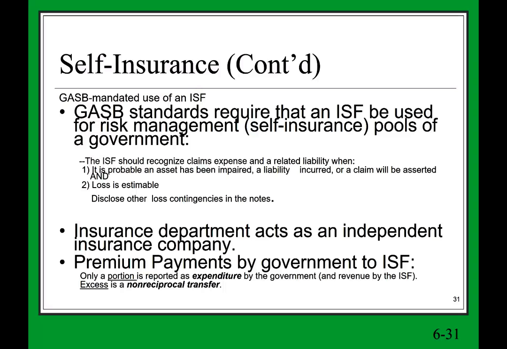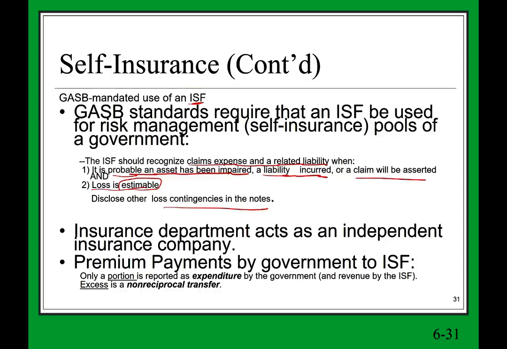GASB mandates that if you're setting up an internal service fund for risk management, you should recognize the expense and record a liability when it's probable that an asset has been impaired, a liability incurred, or a claim will be asserted, and the loss is estimable. Simply put, it's very similar to the FASB requirement. If a loss is probable and you can estimate it, then you are required to record an expense, and you disclose any other loss contingencies in the notes.